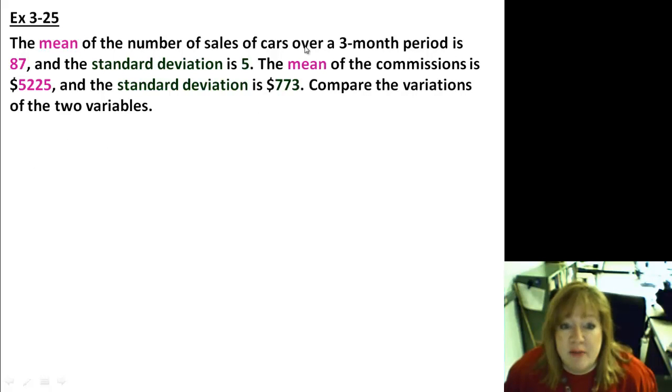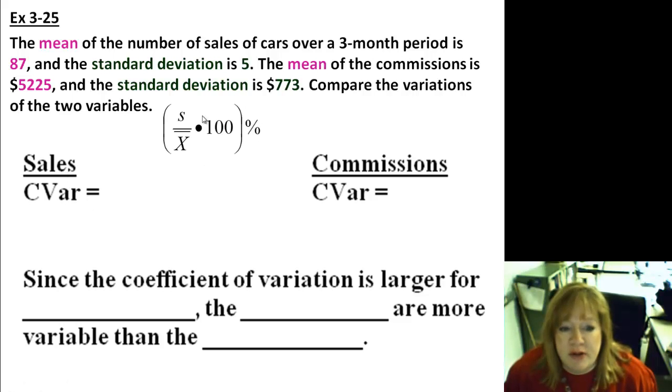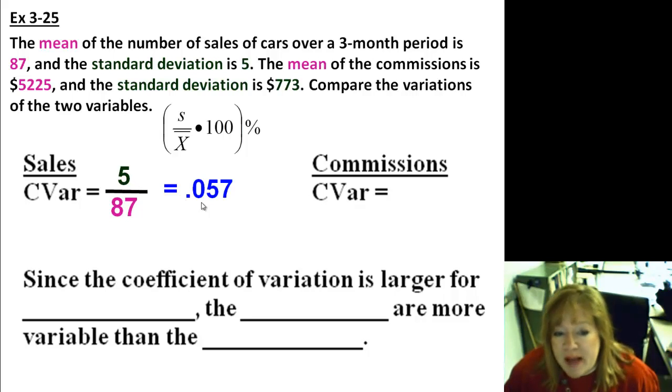So here we go. The mean of the number of sales of cars was 87. The mean of the commission is 5,225. They give the standard deviation: here it's 5, here it's 773. Compare the variations. All we're going to do is take the standard deviation and divide it by the mean. So for sales, it's going to be 5 over 87. That's going to give us the decimal of 0.057. They say to multiply by 100, but you guys are sharp. All you do is move the decimal 2 spaces to the right and put a percent at the end. So that's 5.7%.